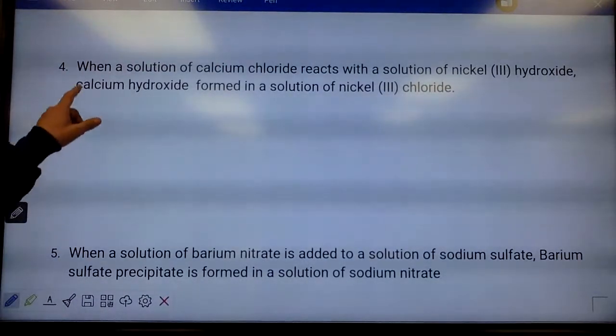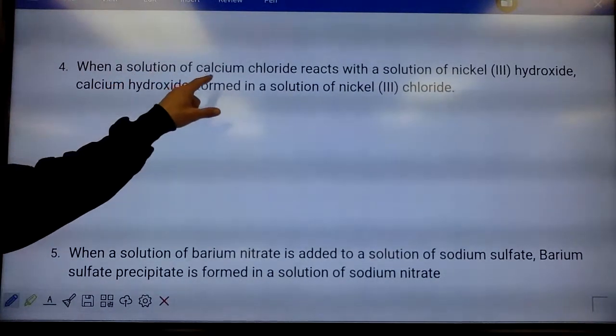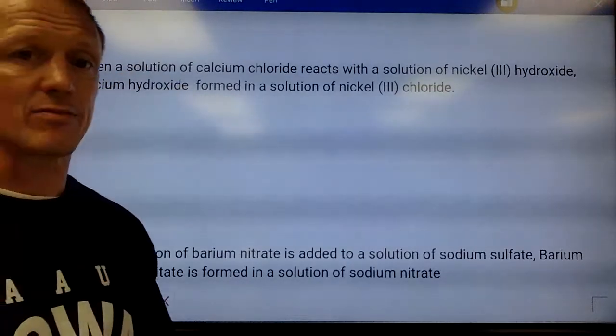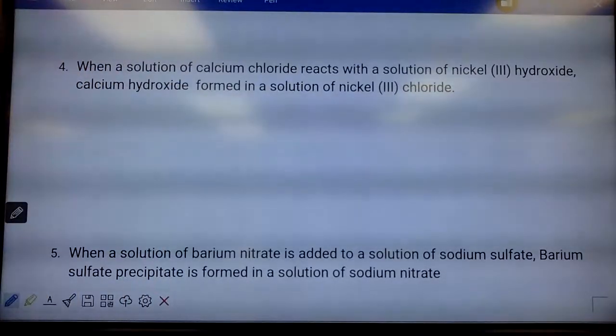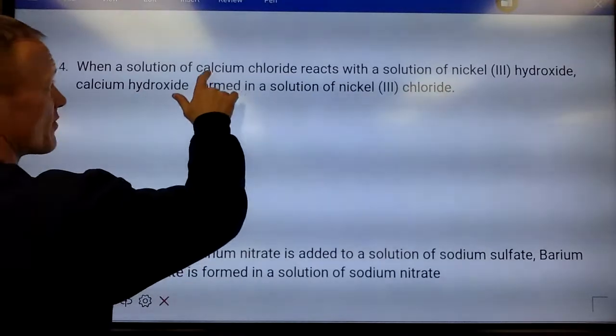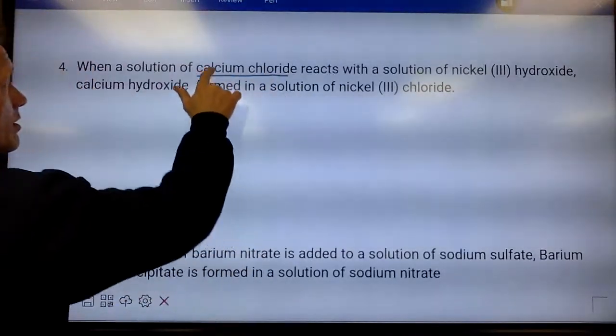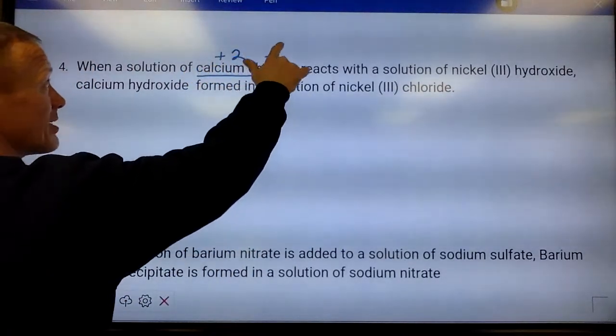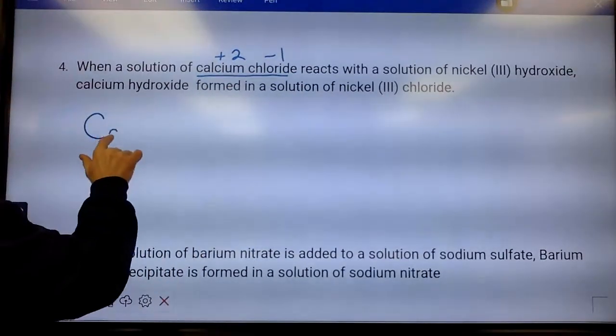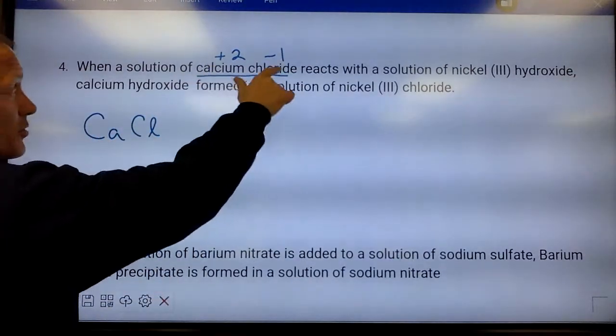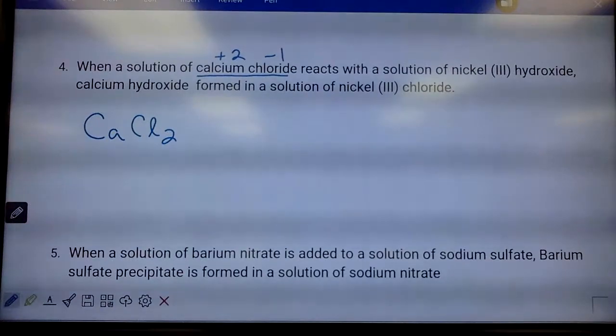A different sheet here. When a solution of calcium chloride reacts, the solution just means that it is mixed in water, but the water is not part of the reaction. So don't worry about the word solution there. So we have calcium chloride. Calcium is a +2 charge, chlorine is a -1. So looking at your charge on the periodic table, flip those around, so we need 2 chlorines.